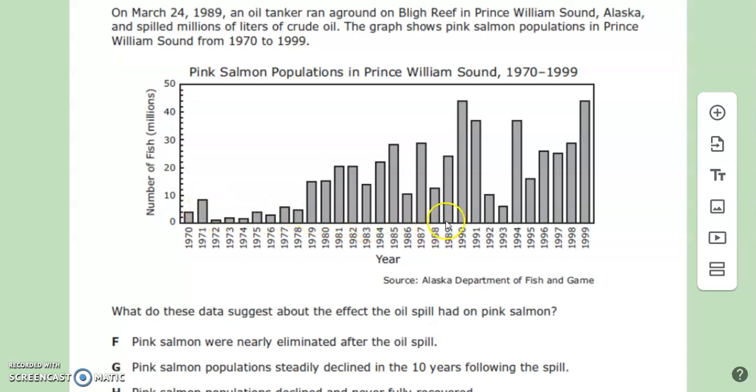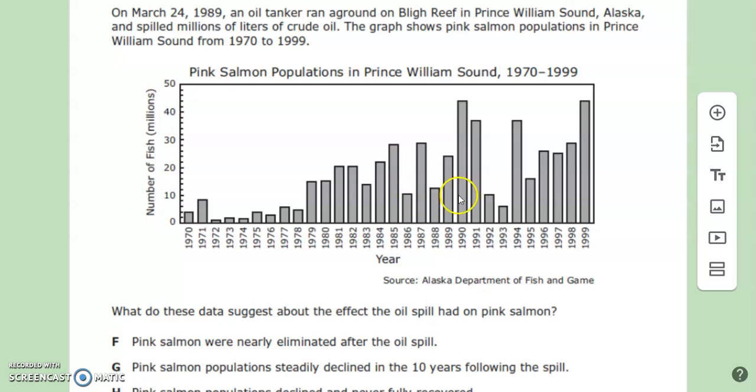And so in 1989, this was the number of fish. This was the year that the oil spill happened. The year before, you can see the population was lower. And then the oil spill happened, and then the population actually went up the following year. It went down a little bit the next year, but still higher than it was in 89. And then in 92, it went down this far.